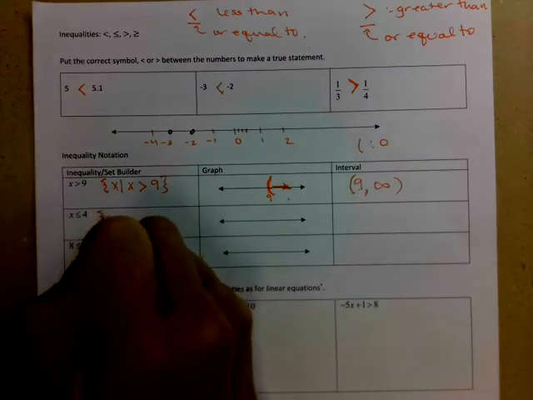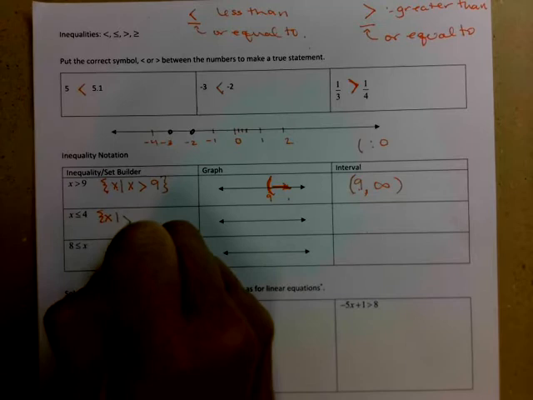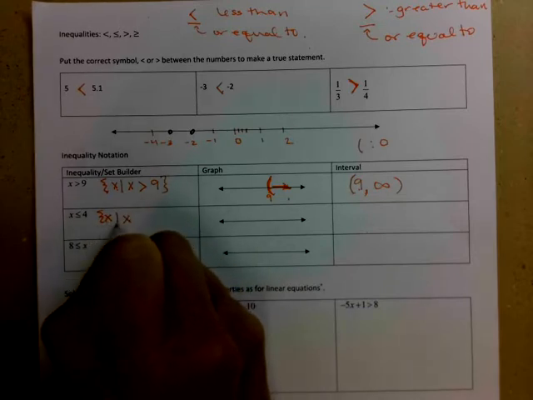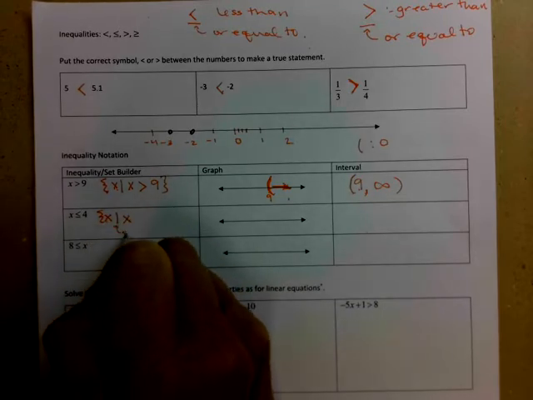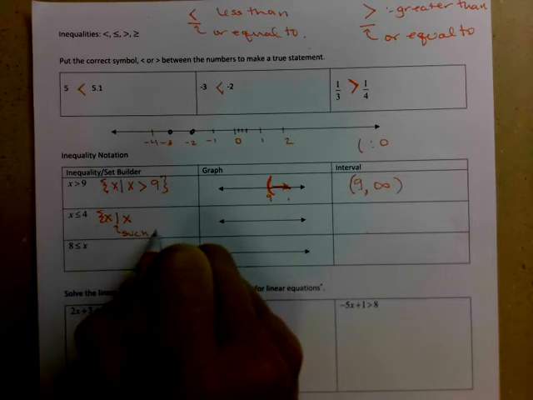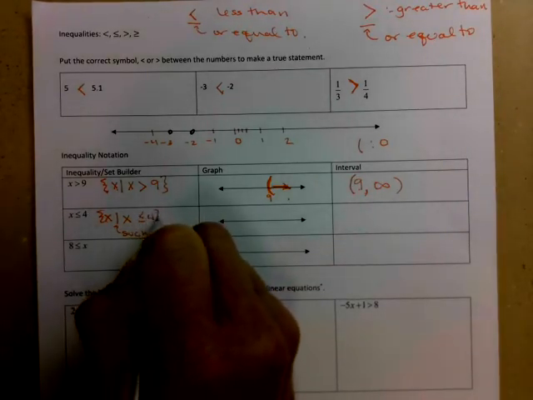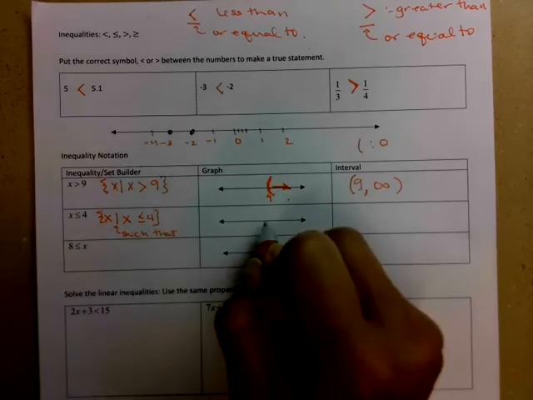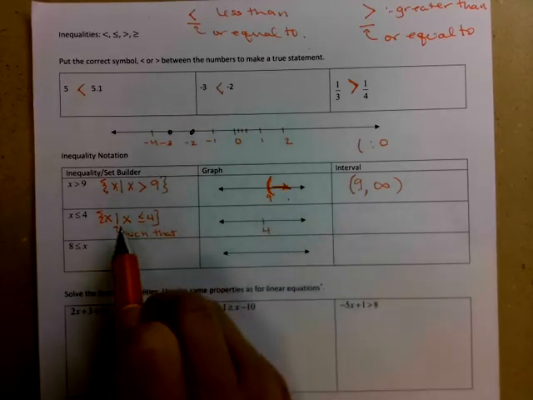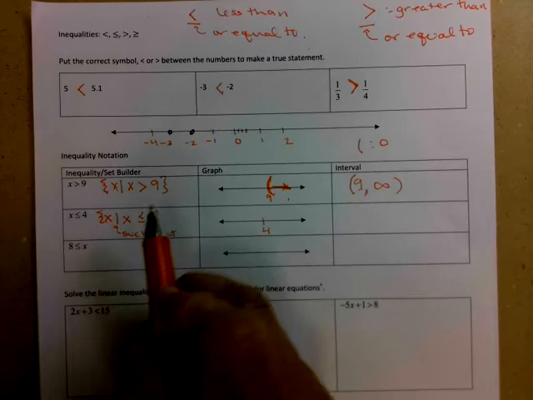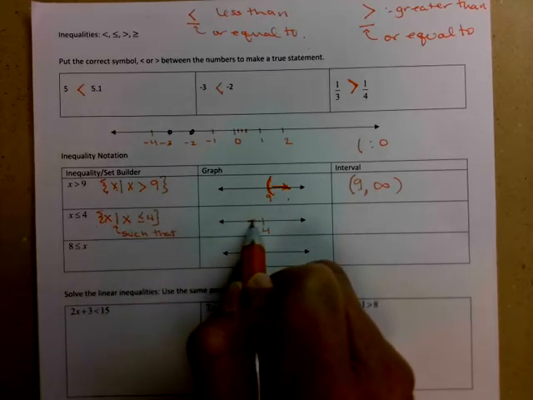So the set builder is super easy. We just add those parts in. Set of all x's, and that vertical line that I snuck in there, we read as such that x is less than or equal to 4. The graph: go ahead and grab 4. Now I want the numbers that are less than or equal to 4, so I'm going to go to the left of 4.